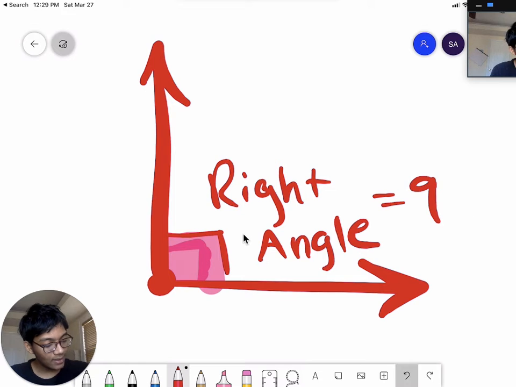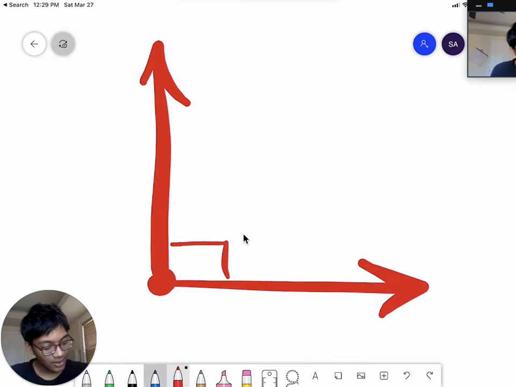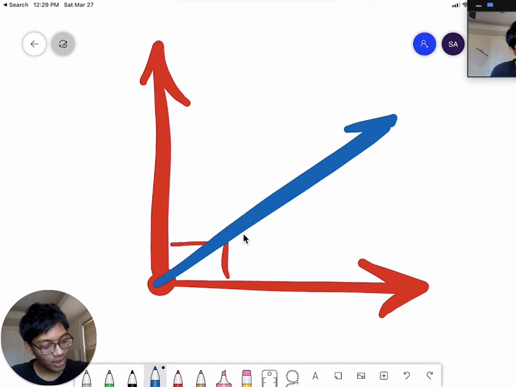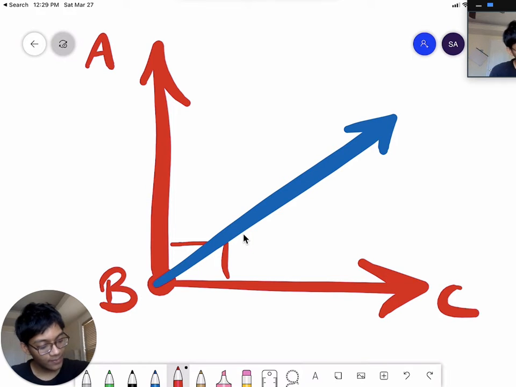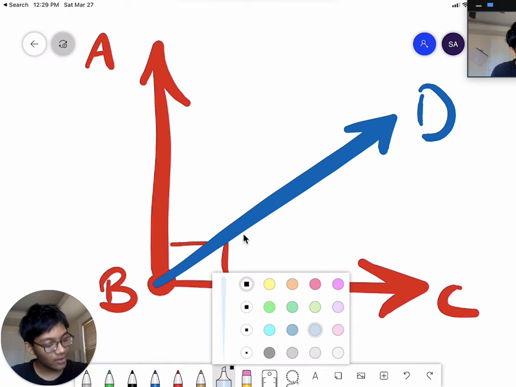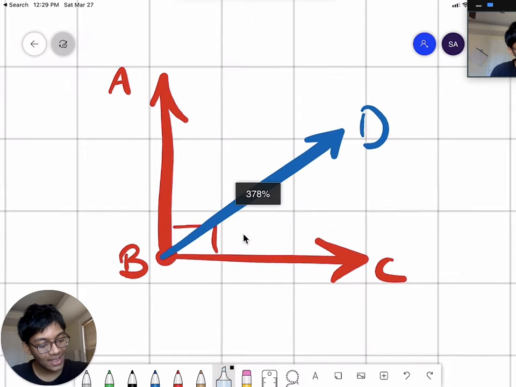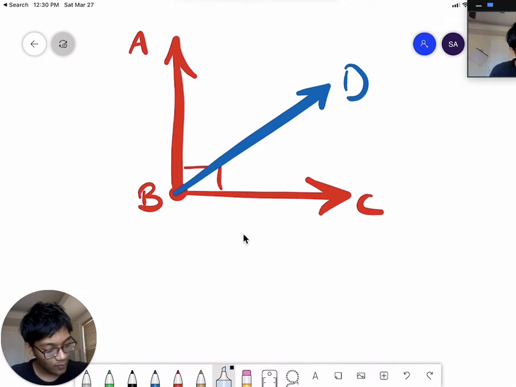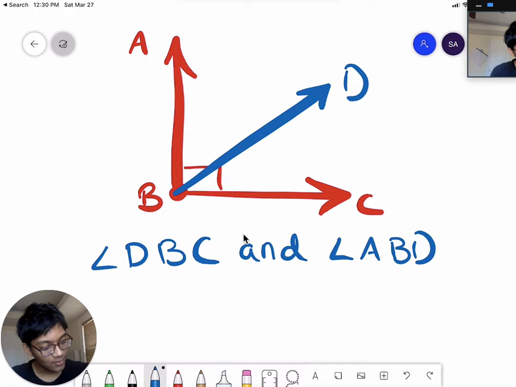Now, let's say I spice up the situation. Let's say this is a right angle, and in the middle, I plop in another ray. Okay, so let me put some letters here so I can talk about these guys. Now I've got two adjacent angles. Do you see my two adjacent angles? Here's my first angle, and here's my second angle. So what can I say about these two angles? In other words, what can I say about angle DBC and angle ABD?